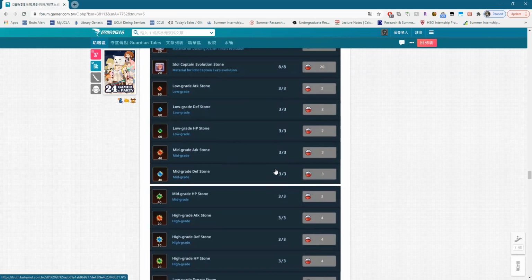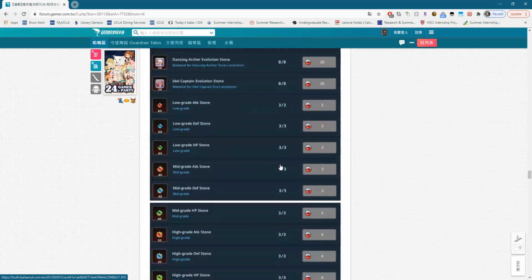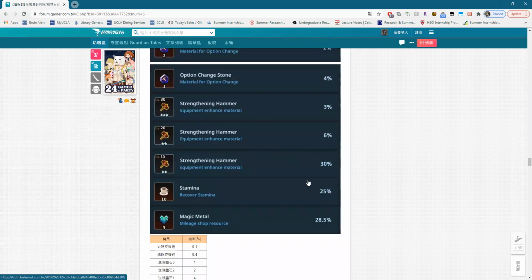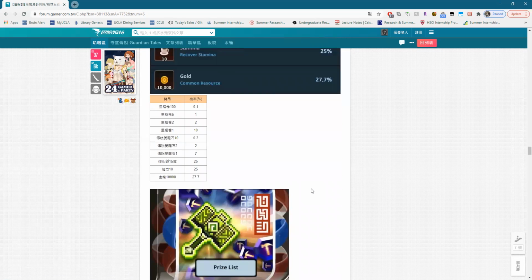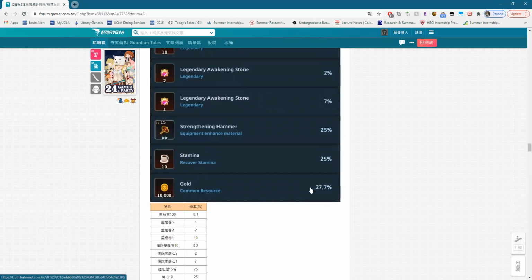Otherwise, I believe it might be a good thing to skip, because the rewards you can get for summoning is much greater than just the rewards they're offering this time around.